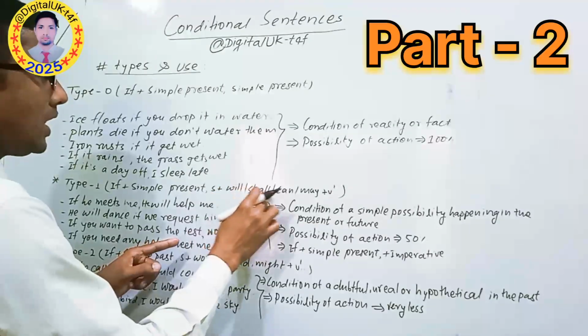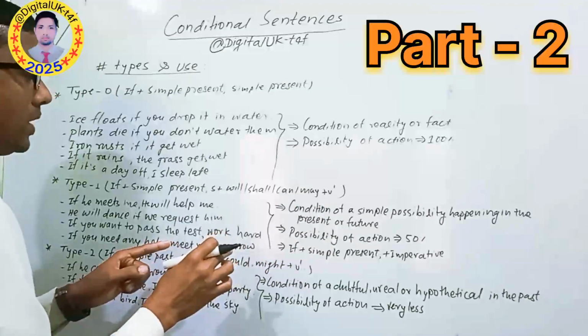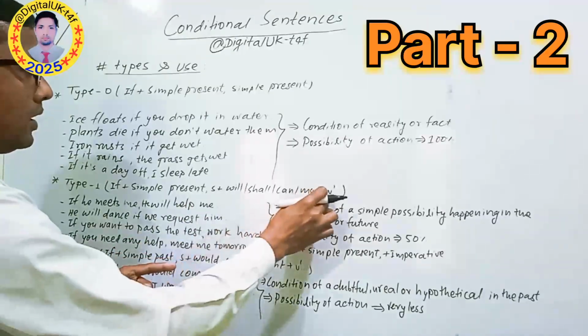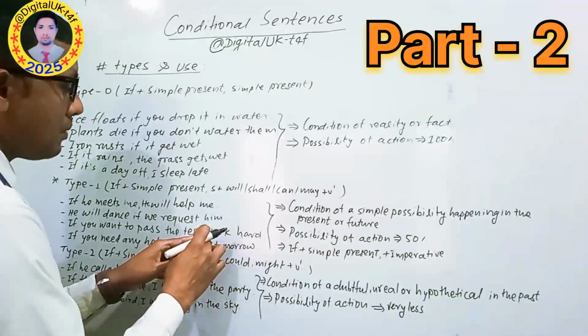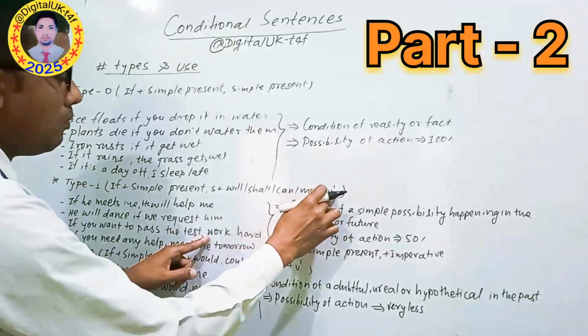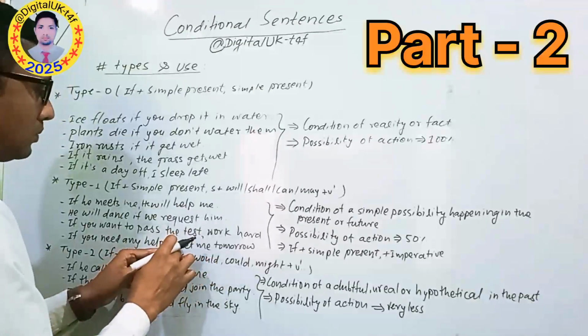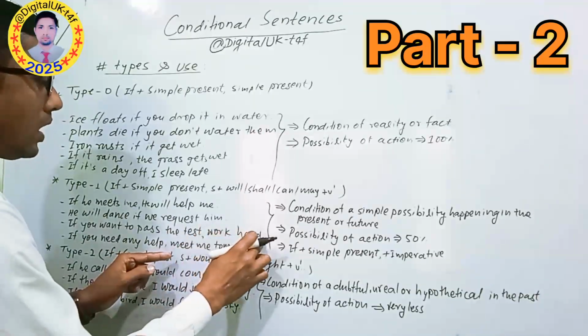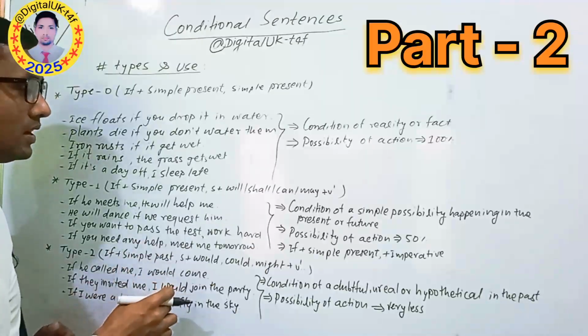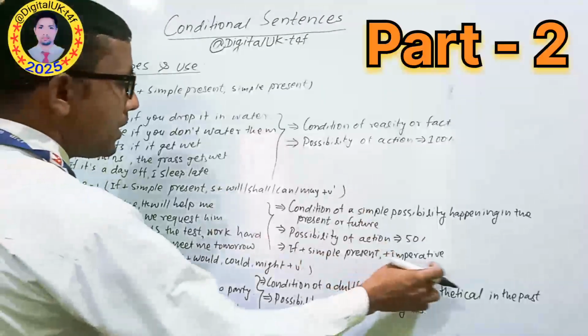Like will, shall, can, might, may plus verb. Here, after the comma, the sentence starts from verb one. So these types of sentences, meet me tomorrow, work hard, are called imperative sentences.